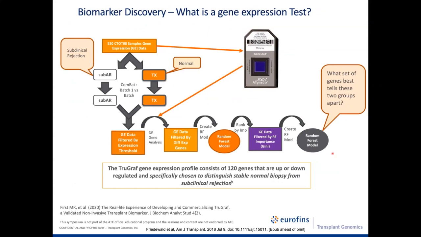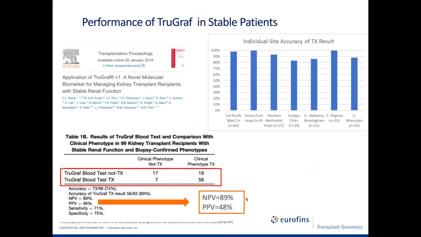And what we found, the TruGraf gene expression profile consists of 120 genes that are either up or down regulated and specifically chosen to distinguish stable normal biopsies from those with subclinical rejection. So again, this is a test designed for a specific disease, and it's very good at detecting and differentiating those two diseases. How does this test perform?